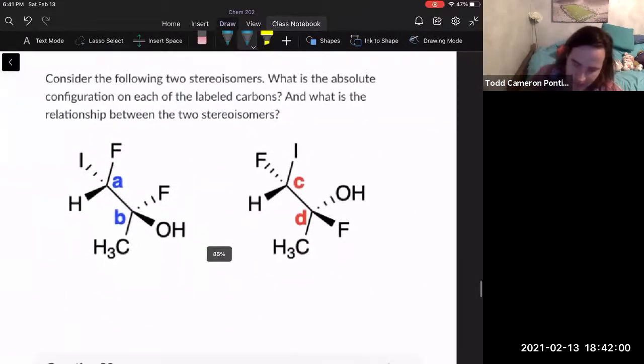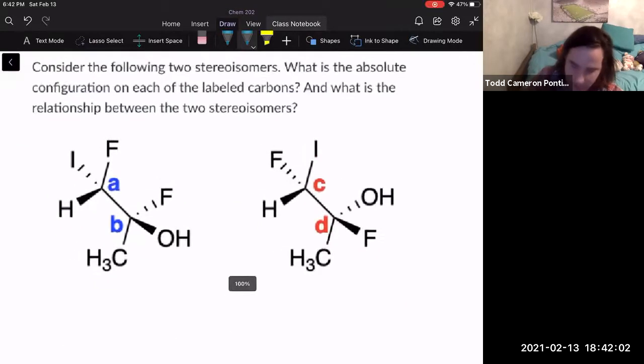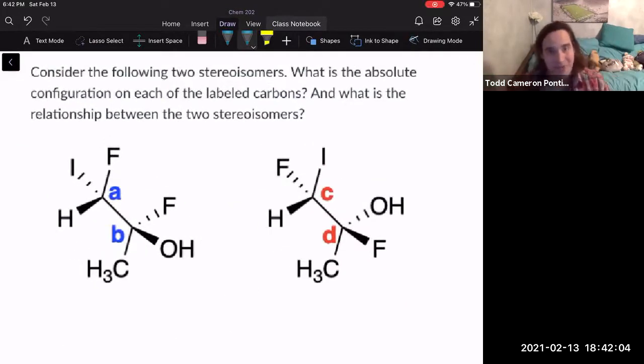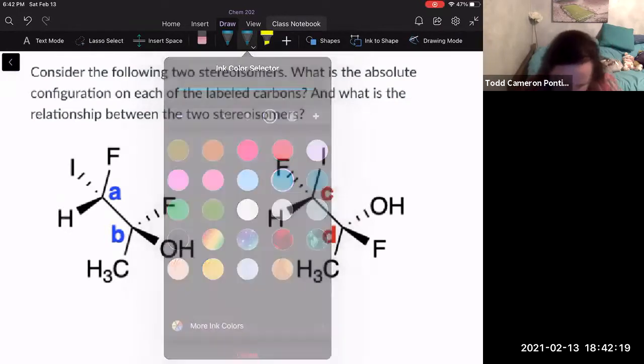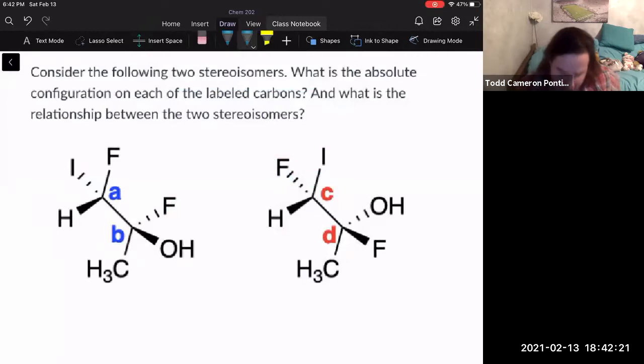Okay. Up next, we have a bit of a bonanza of stereochemistry here. We're going to define the absolute configuration on each of these carbons. So this is going to take a little bit of time, but let's do it. This will be good practice here. Okay, I'm going to start with the molecule on the left. And you know what? Let's just start at A. It's a good place to start.